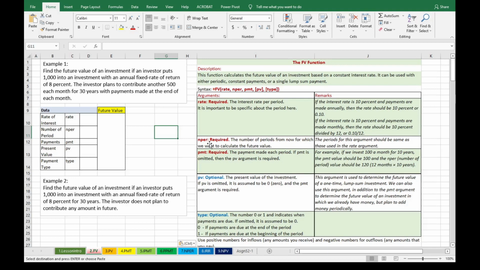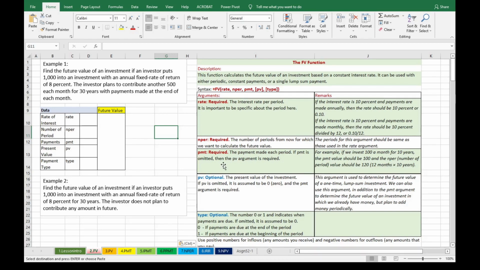The next argument is NPER, that is also required argument, which indicates the number of periods from now for which we want to calculate the future value. The periods for this argument should be same as those used in the rate argument. So whatever period we are using here should be used here also.